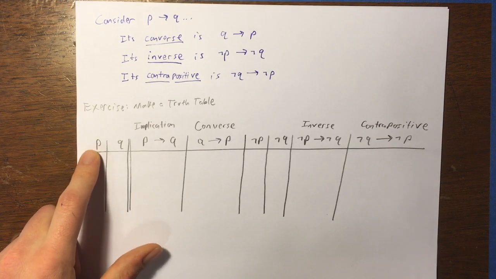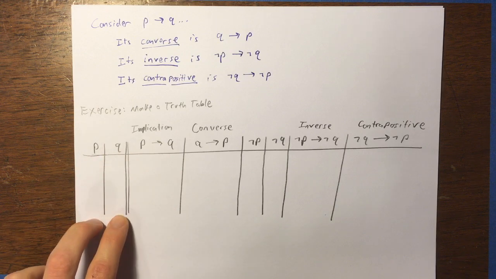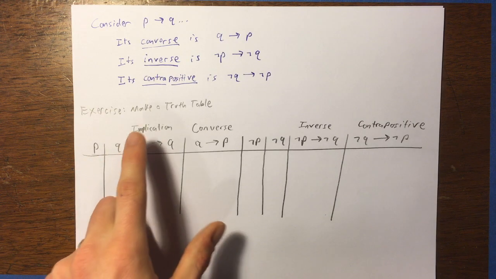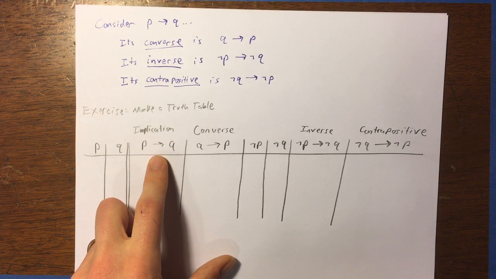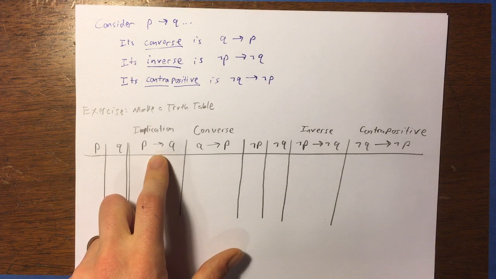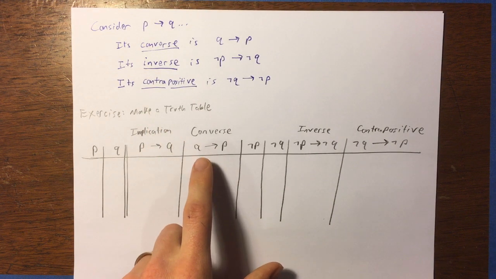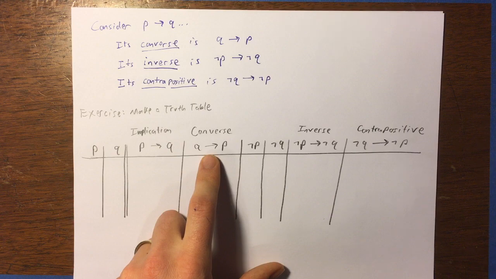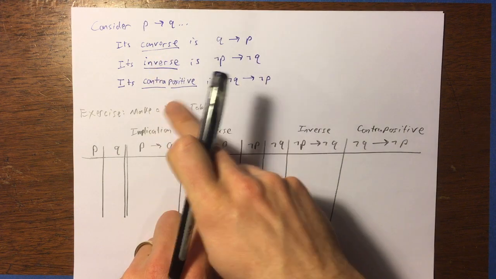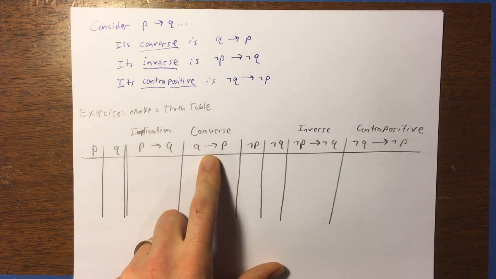You have your inputs P and Q. We're going to write all the possible combinations there for those, and then we'll have the original implication. We'll make a column for that. We've seen this one a couple times already. Then we will make a column for the converse, Q implies P.